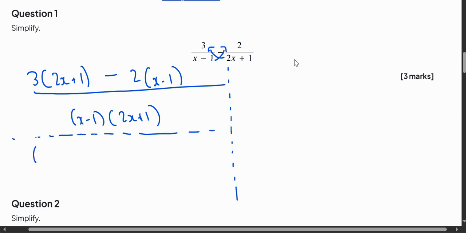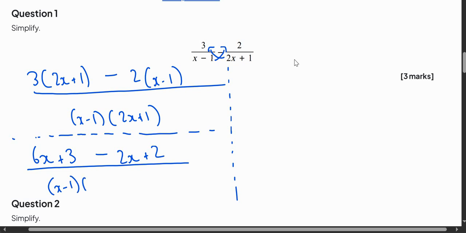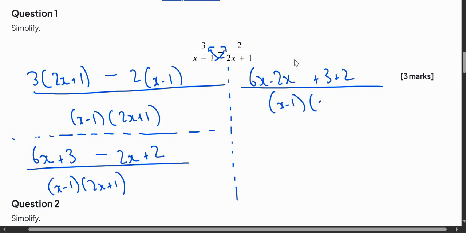So 3 multiplied by 2 is 6x plus 3 multiplied by 1 is 3 minus 2 multiplied by x is 2x and minus 2 multiplied by plus 1 is plus 2 upon x minus 1 and 2x plus 1. Now we will do 6x minus 2x plus 3 plus 2 upon x minus 1 and 2x plus 1. 6x minus 2x is 4x, 3 plus 2 is 5 upon x minus 1, 2x plus 1.